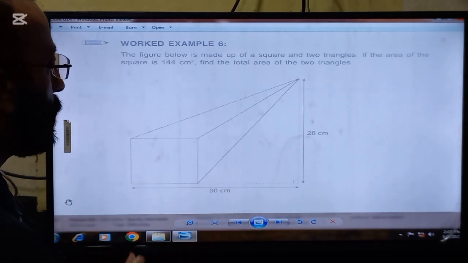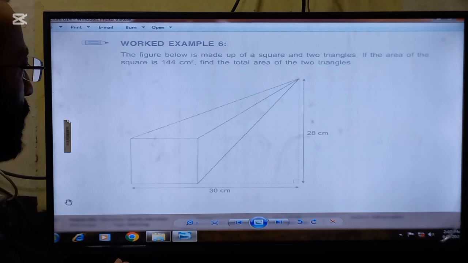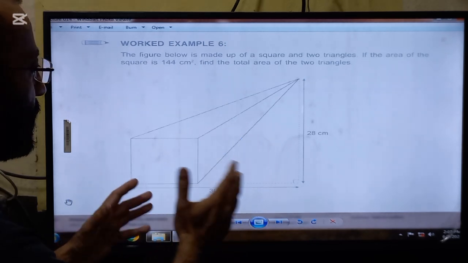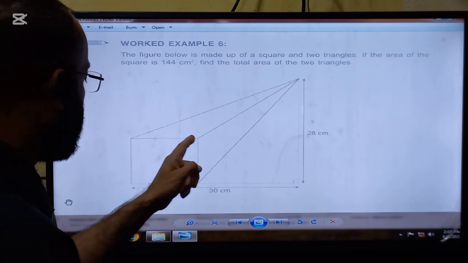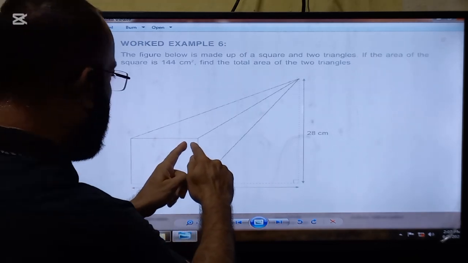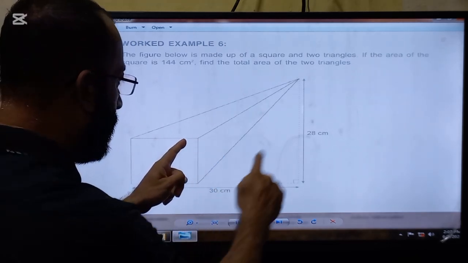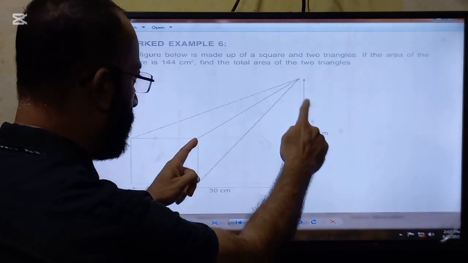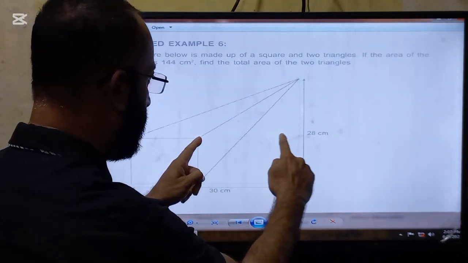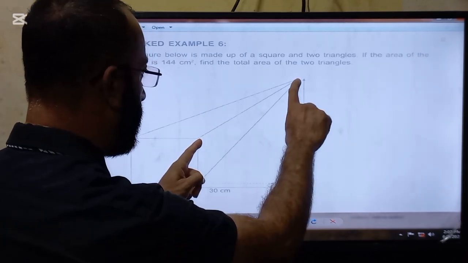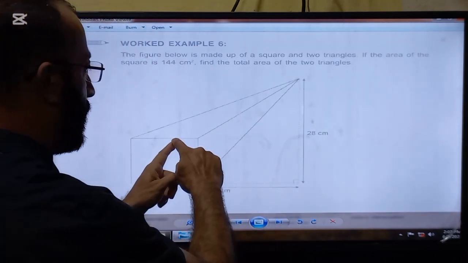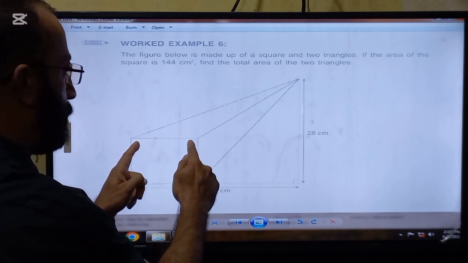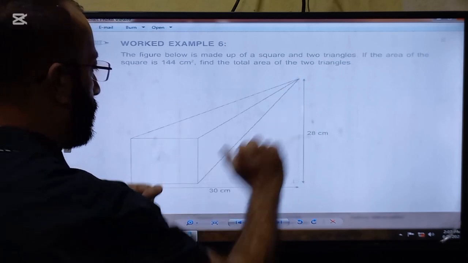Now we are going to find the areas of the triangles, but first we check the base and height. If this is the base of one triangle, which is 12, and this total is 28, then 28 minus 12 will be 16. So 16 will be the height for this base. The area of this triangle will be 1 by 2 into 12 into 16.